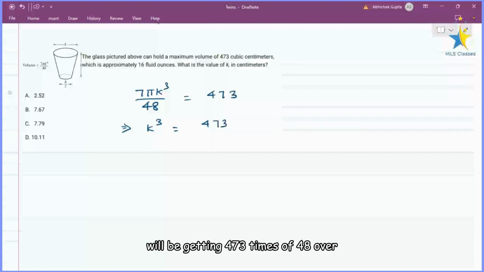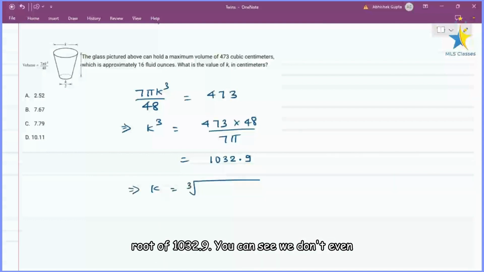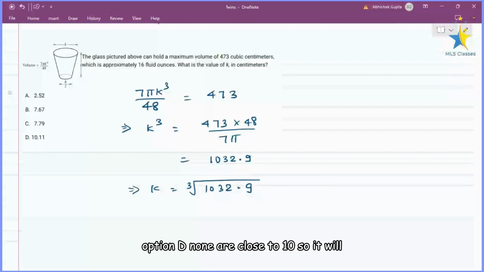So we'll be getting 473 times 48 over 7 pi, and we'll have to use a calculator for this. We get 473 times 48 divided by 7 pi, where pi is 3.14. So we will be getting almost 1032.9. Now K cube is this, that means K will be equal to cube root of 1032.9. You can see we don't even need to solve this completely. Again, we know that 10 cube is 1000, and except option D, none are close to 10. So it will be option D. So we'll be getting this as 10.11.